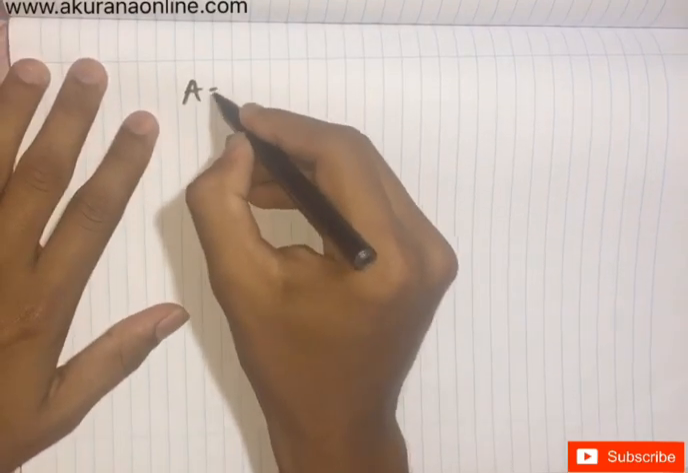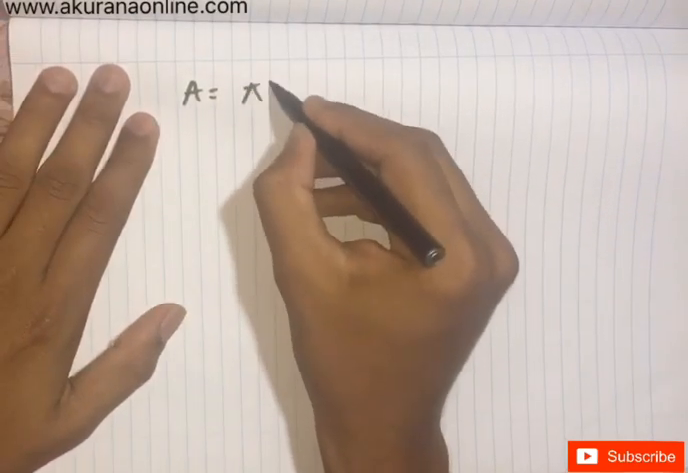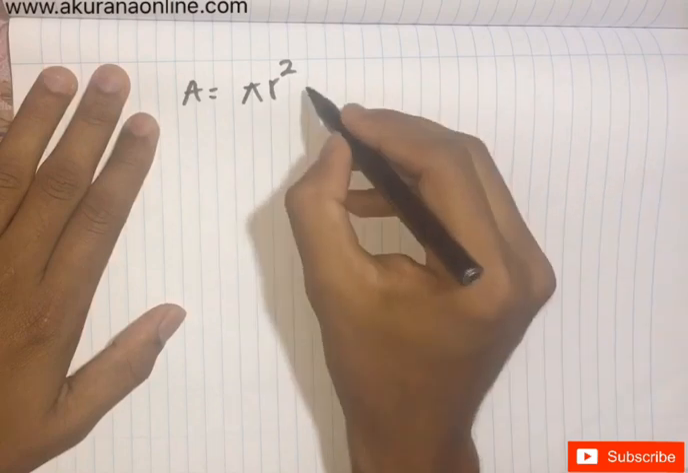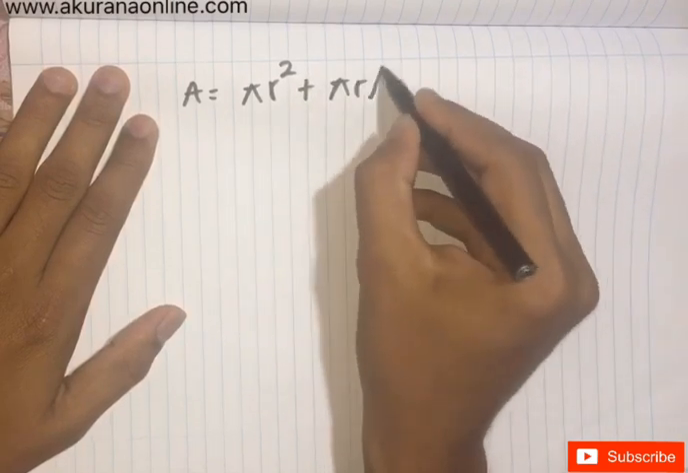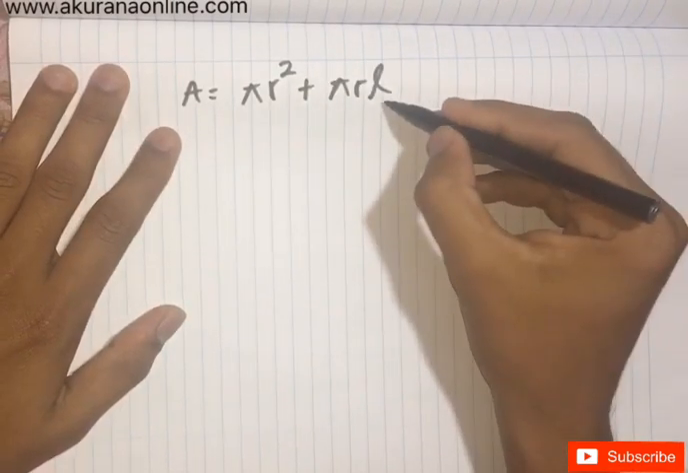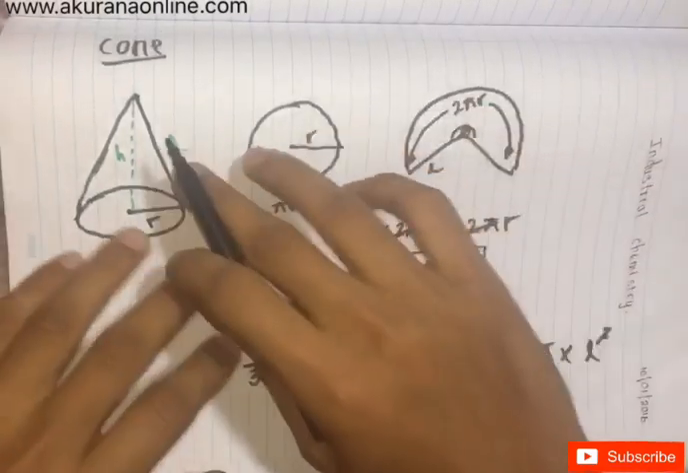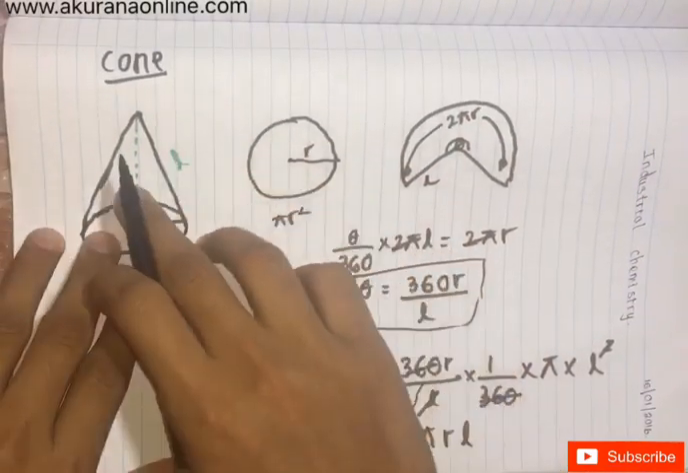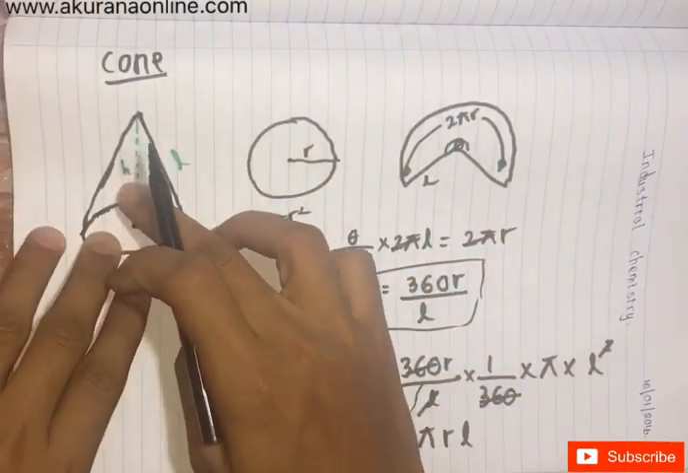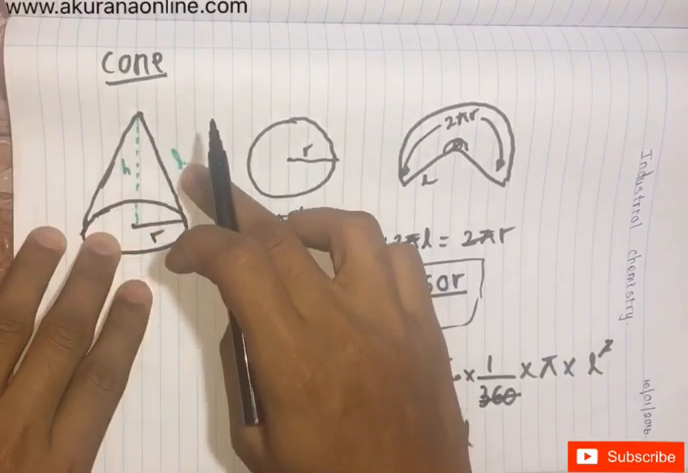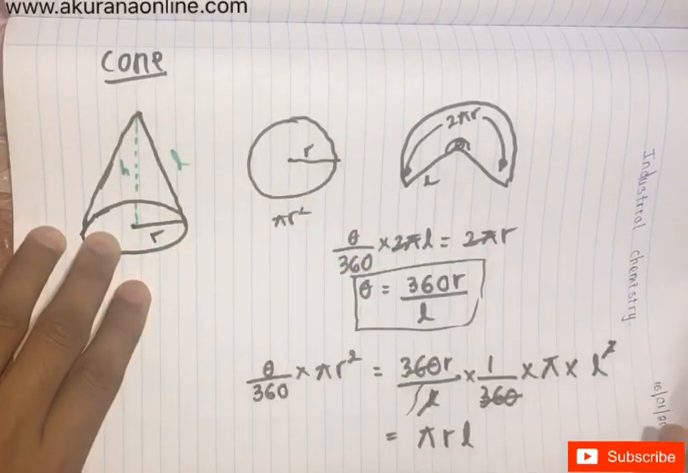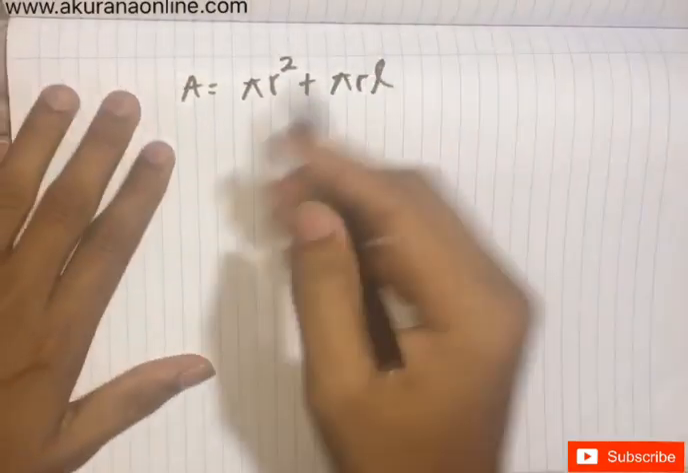Therefore total area is equal to pi r squared, that is the area of the circular part, plus pi r L. For this L, you need the slant height. Sometimes in our questions they would have given only the height of the cone, therefore you can find L by using Pythagoras theorem. This is the equation.